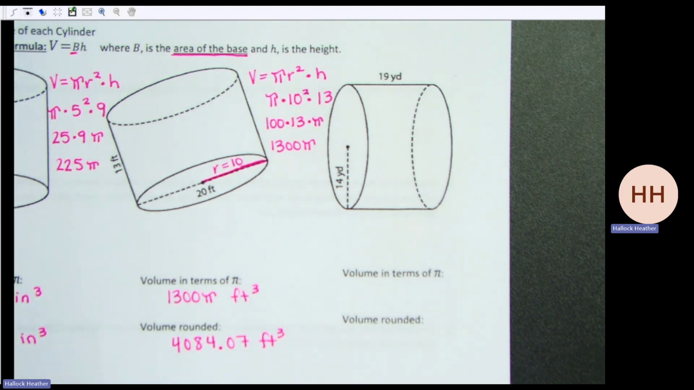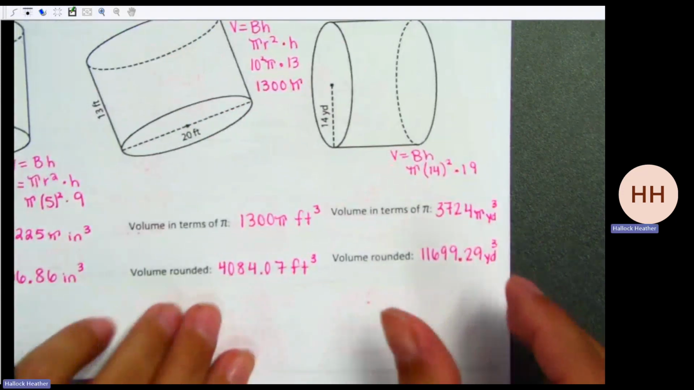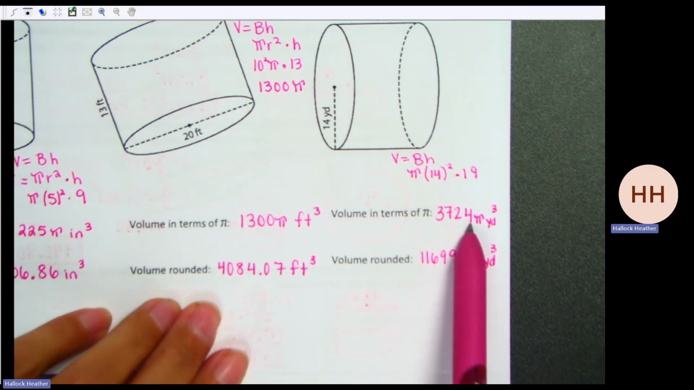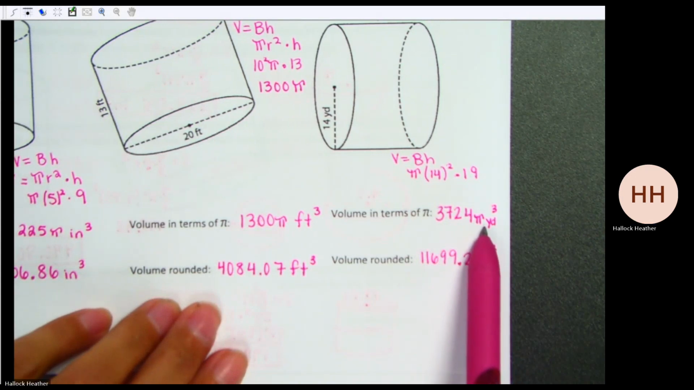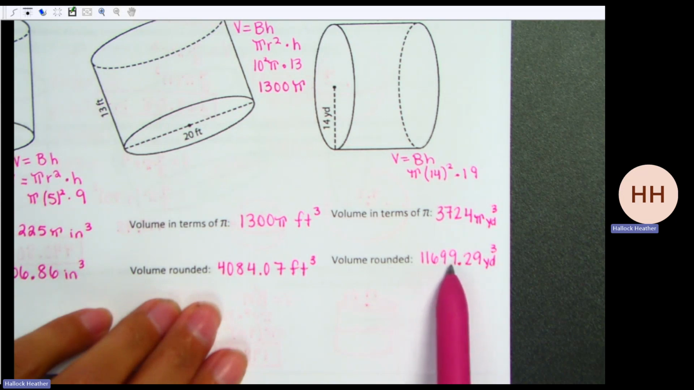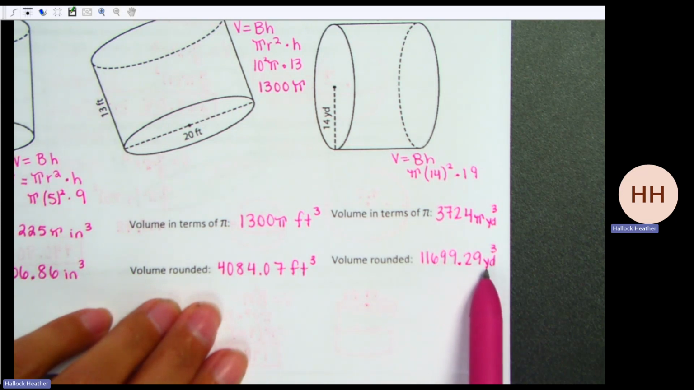So on the front, you should have gotten 3,724 pi. And then 11,699.29 yards.